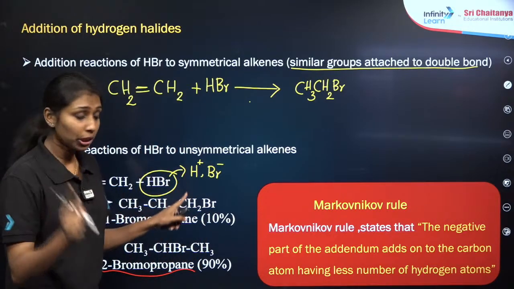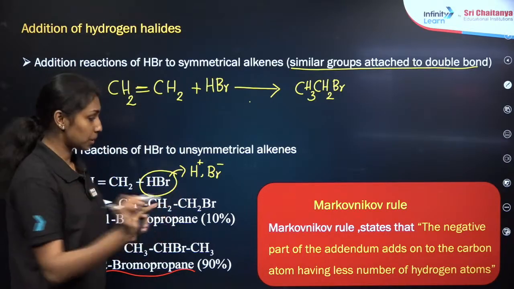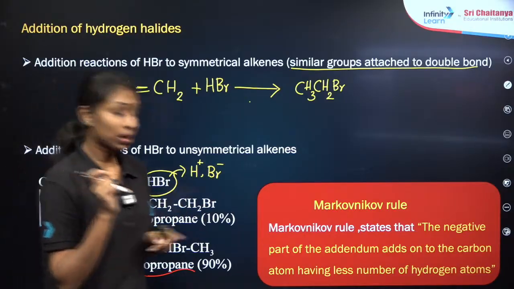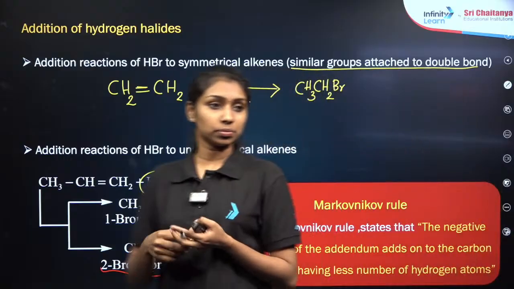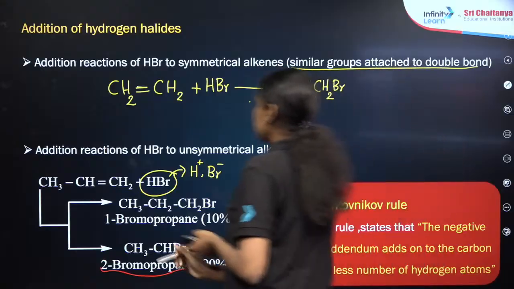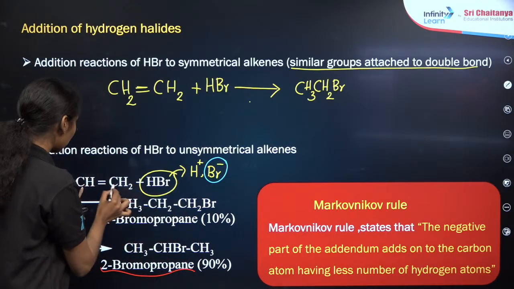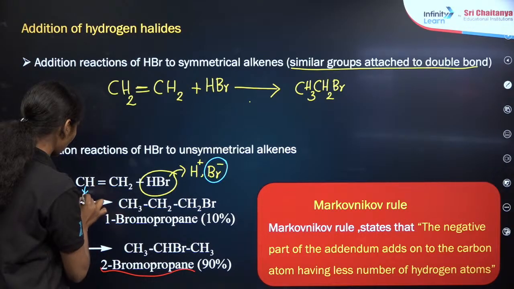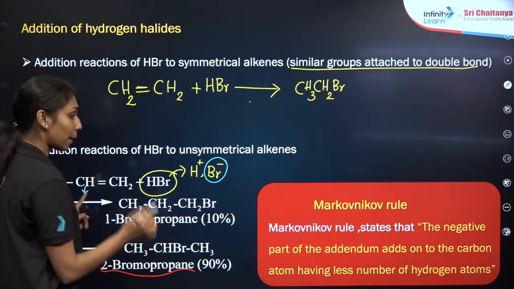According to Markovnikov's rule, the negative part of the adding molecule or the addendum, that is Br minus, will go to the carbon containing fewer hydrogen atoms. Here, Br minus will go to the double bonded carbon containing fewer hydrogen atoms. This will be our second carbon, so it will form CH3CHBrCH3, which means 2-bromopropane will be our major product.